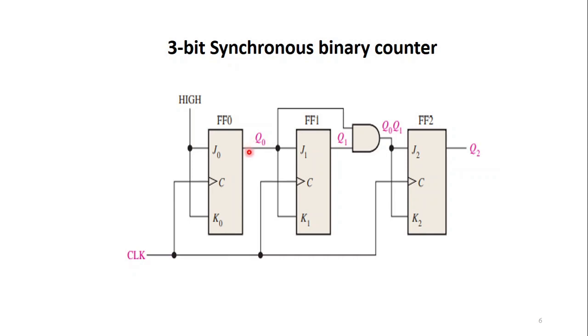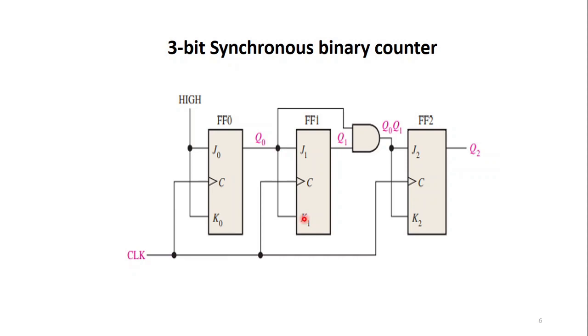FF0 must be held in toggle mode by constant high on its J and K inputs. And Q1 goes to the opposite state following each time Q0 is a 1. This change occurs at clock pulses 2, 4, 6 and 8. The clock 8 pulse causes the counter to recycle.